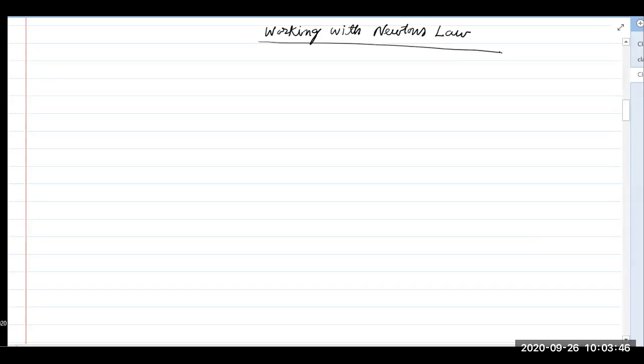Newton's law. Okay, so what we are going to do is, suppose we have different objects and different forces acting on it, then how we are going to apply F equal to ma, and we are going to find the acceleration. So we are going to solve F equal to ma.